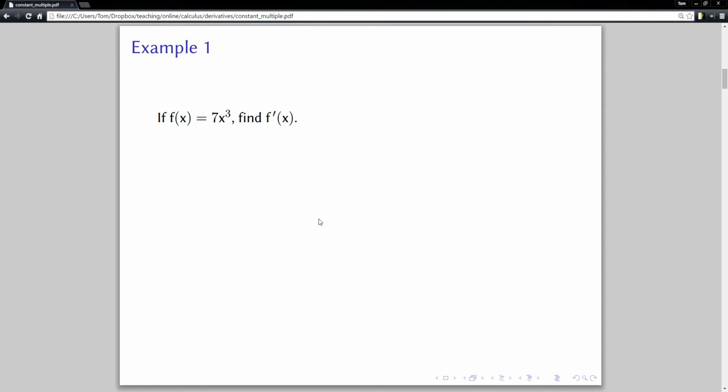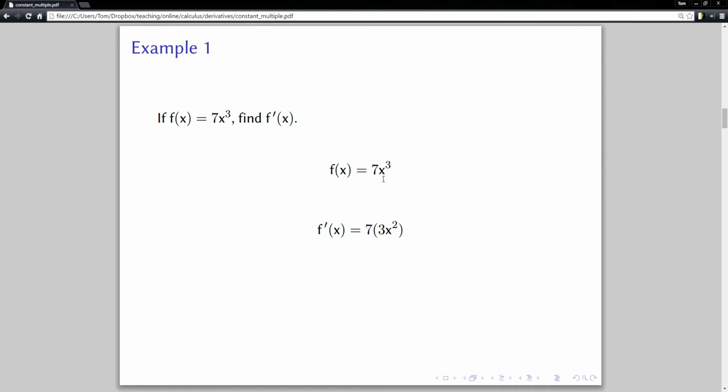All right, so here's our first example using the constant multiple rule. What we have here is a function f of x, and it is a constant, a 7, times a power function, x cubed, and we want to find the derivative. Using the constant multiple rule, we are just going to rewrite the 7 right here. We don't really do anything with the constant part of it. And then we're going to multiply times the derivative of x cubed.